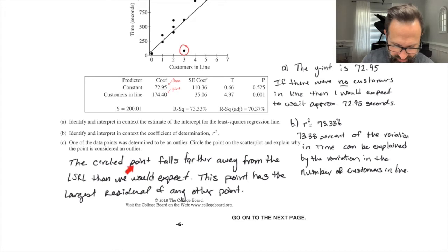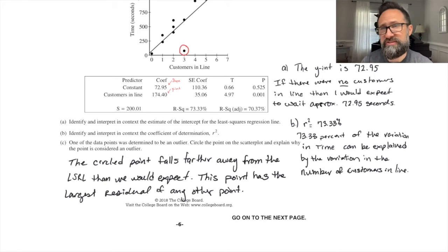The second thing, and I said it circles it because it falls farther away from the line than we'd expect it to, and I was alluding to that this point has the largest residual of any other point. I used the residual as my evidence to show that it was an outlier.